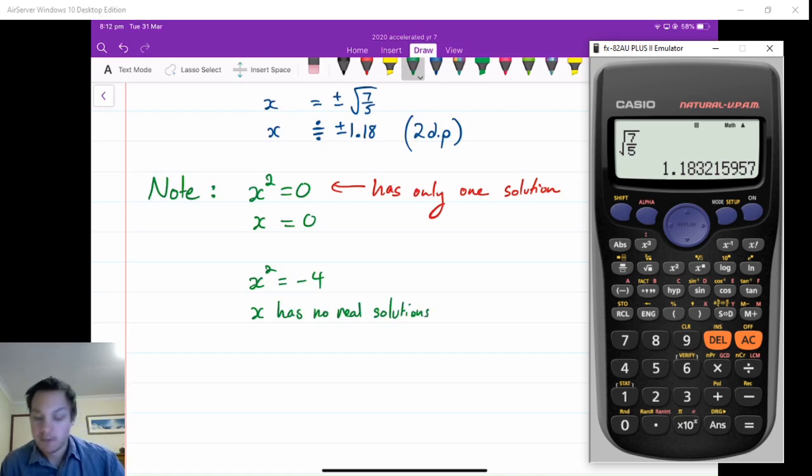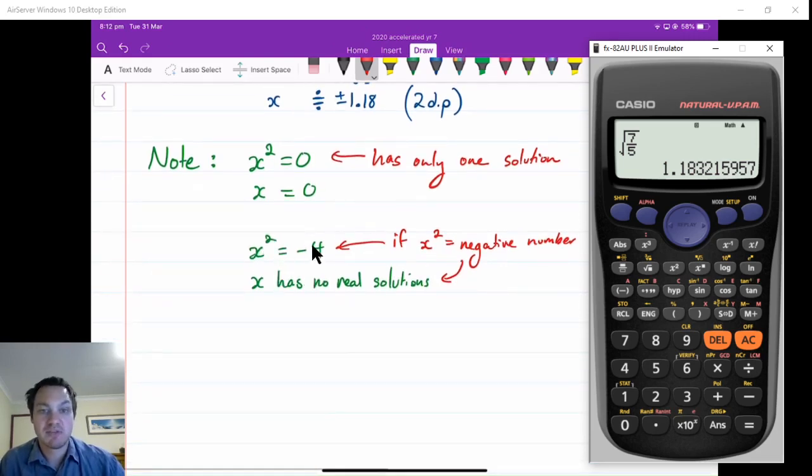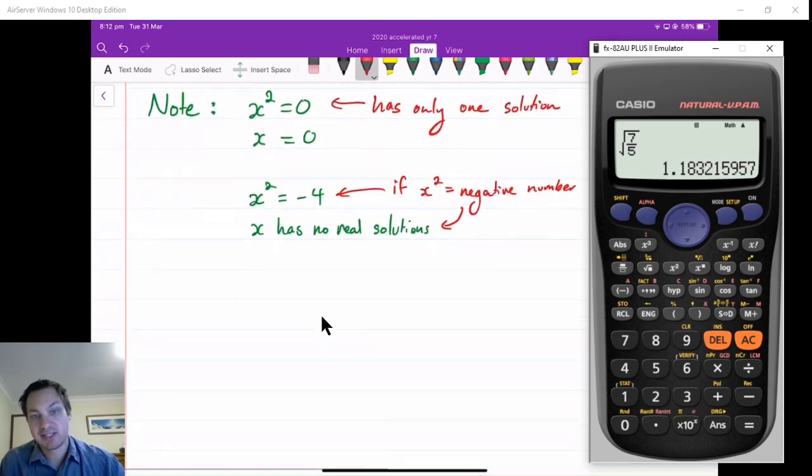Okay, so I'll just put this here. If x squared equals a negative number, you have no real solutions. Okay, so if x squared is a negative number, there's no real solutions. Nothing can square to give you a negative number. What squares to give you negative 1? There is no answer. Okay, I'm just going to do one last example.